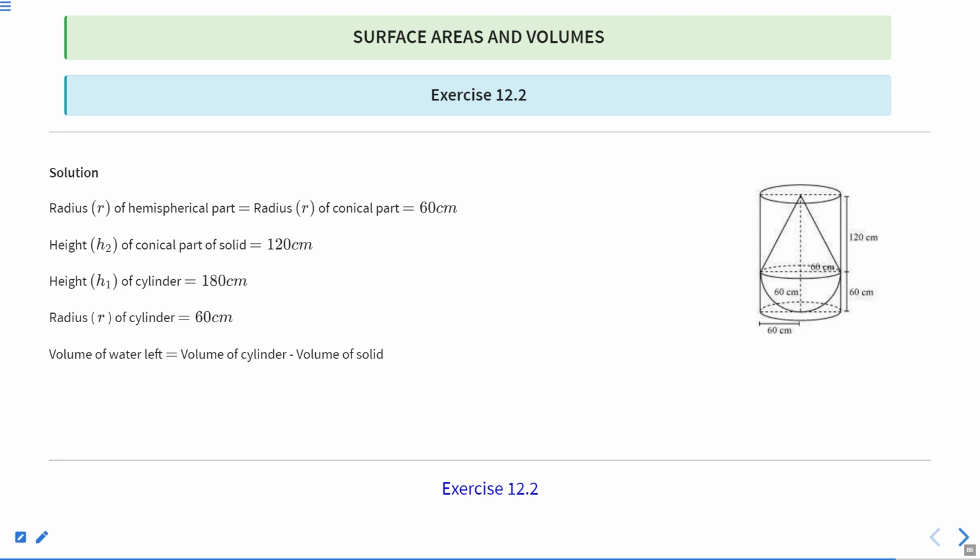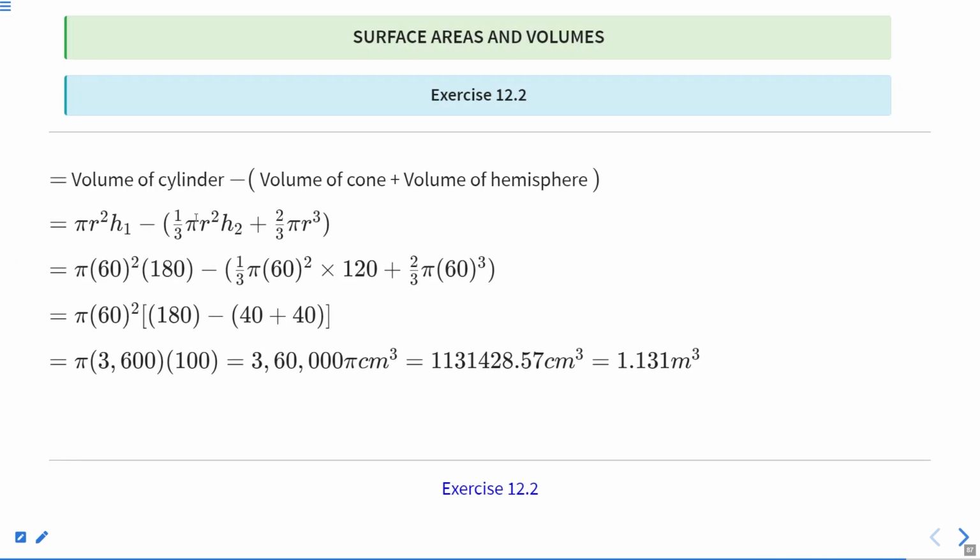So the volume of water left is actually the volume of cylinder minus the volume of solid. Okay, so if we subtract the volume of solid from the volume of cylinder, then we will get the volume of water left. So this is equal to volume of cylinder minus volume of cone plus volume of hemisphere. Okay, so the volume of solid is basically equal to volume of cone plus volume of hemisphere.